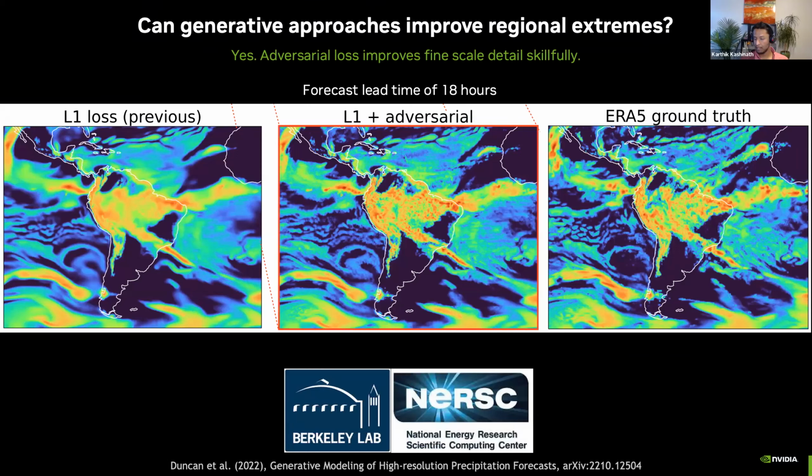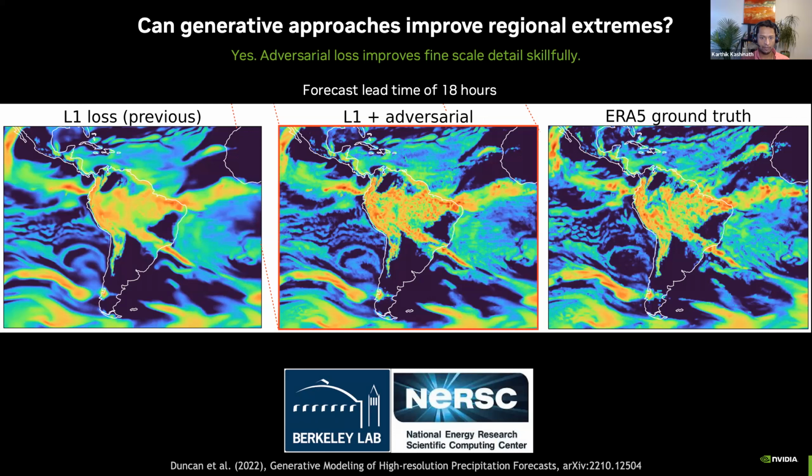And we've looked at also atmospheric rivers, extratropical cyclones, and various other types of events. So one fundamental question about all of machine learning is the ability to predict more accurately the fine scale detail, and it's been a challenge for all machine learning models. And generative modeling has been the approach that has been quite successful in improving the sharpness of a forecast, so capturing the fine scale details.